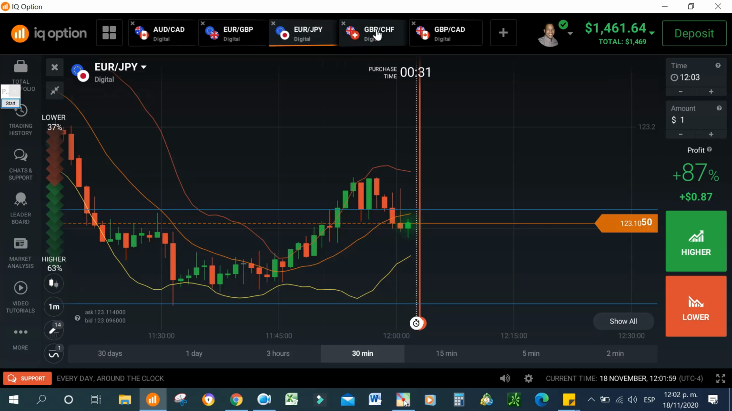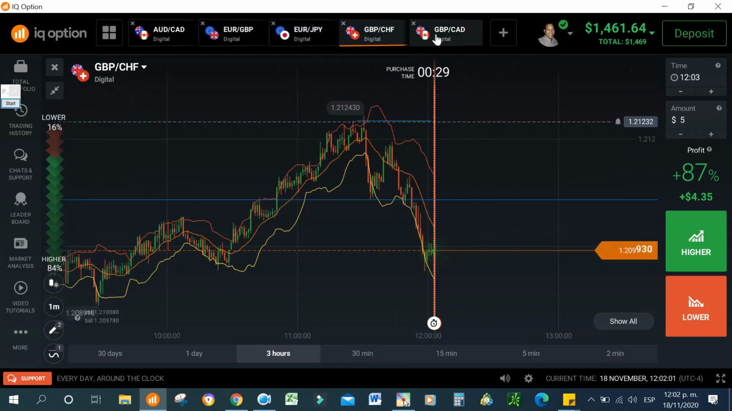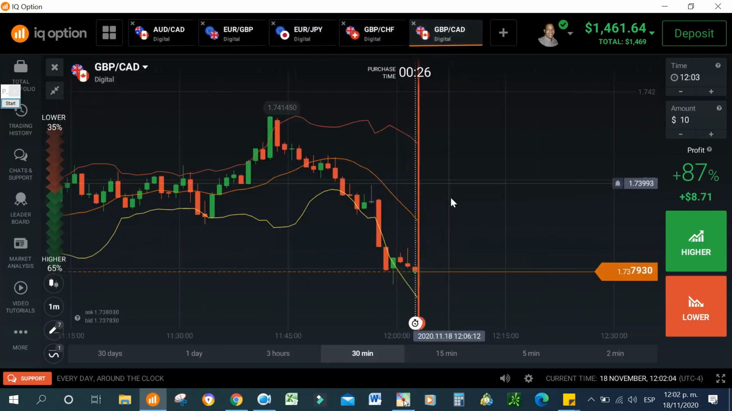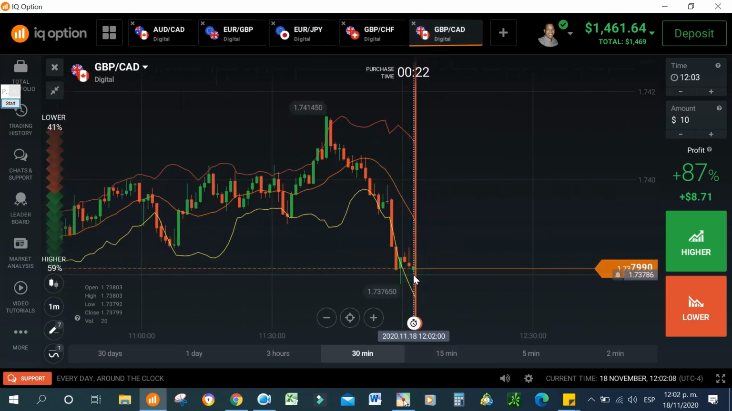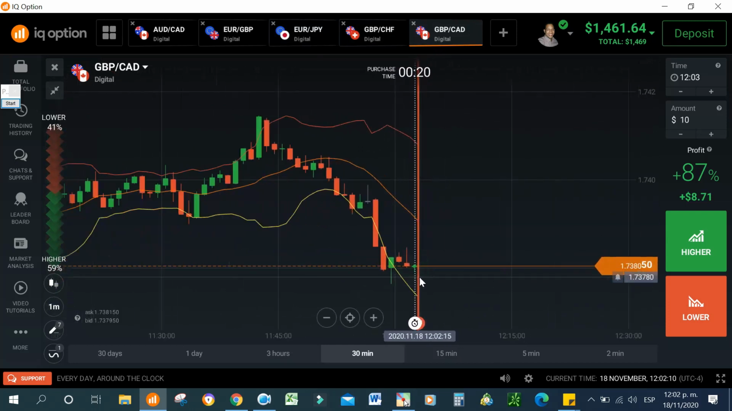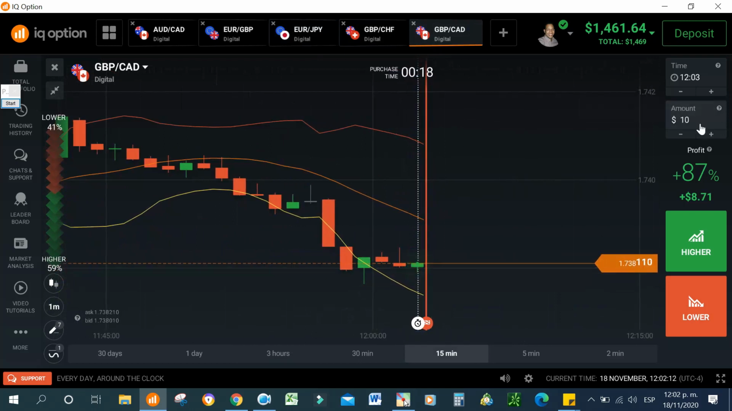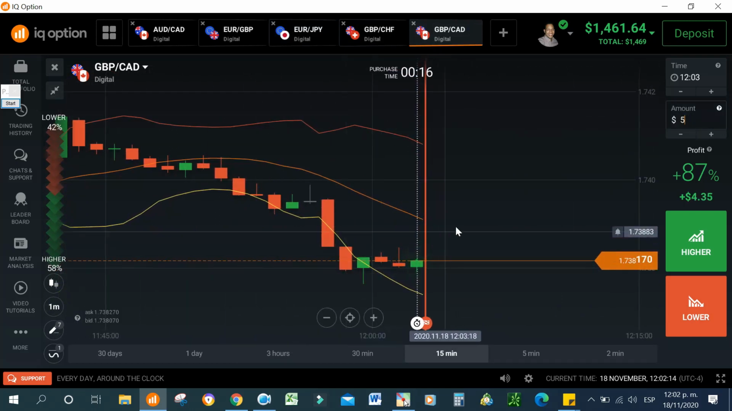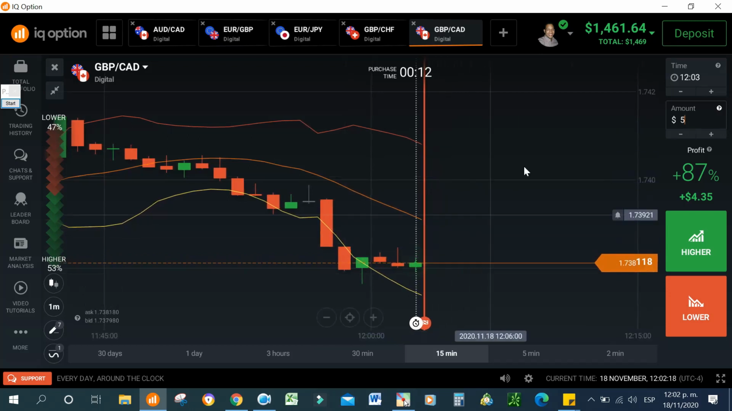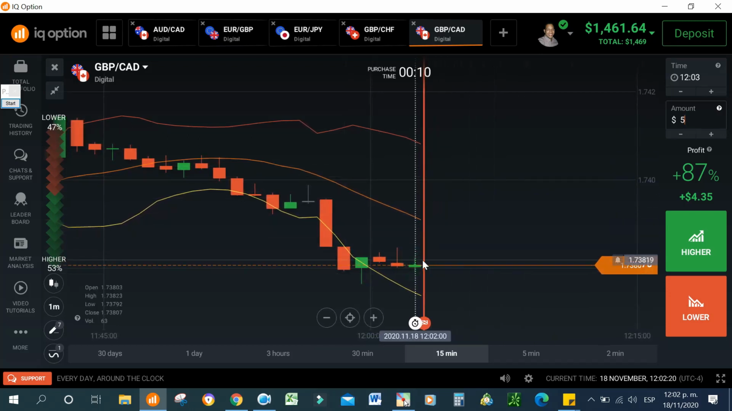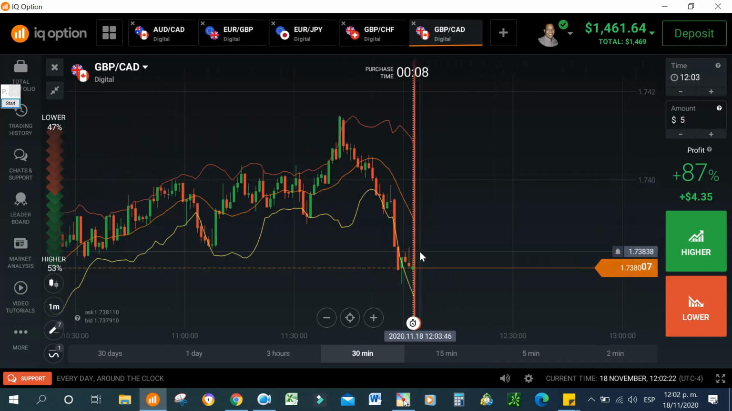Let's wait. Alright guys, the price is coming back down again, so I think we can have another opportunity, but I'm just going to place $5 because this kind of entry is a little bit risky.